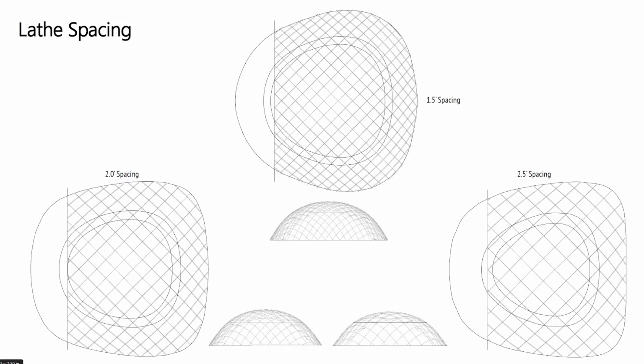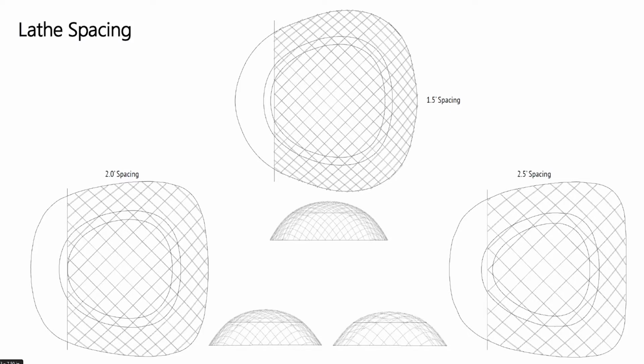Once I figured out the basic form and program of the structure, I still had to make a few more decisions. These actually had to do more with the structural analysis, which I will cover in a different video, but I will explain them now. One of these was the spacing of the lath grid.